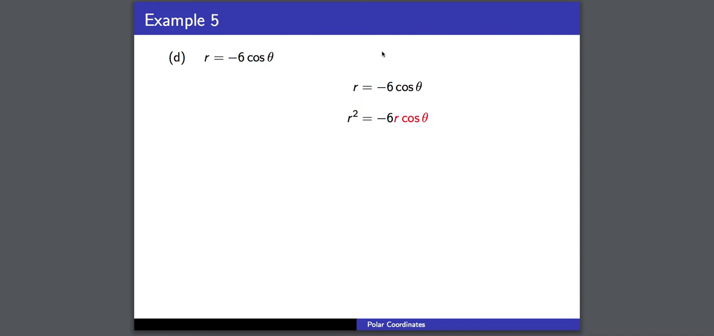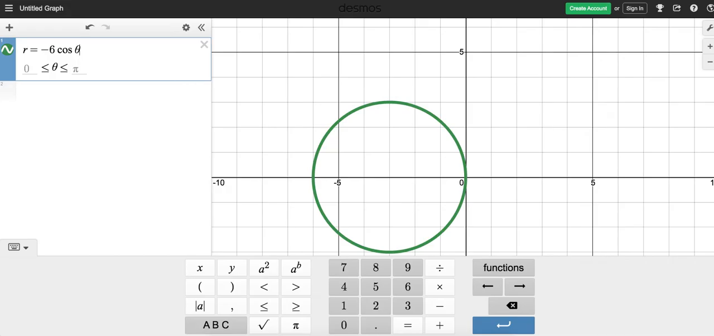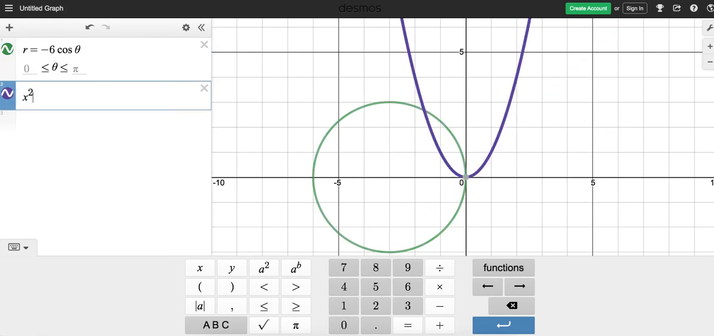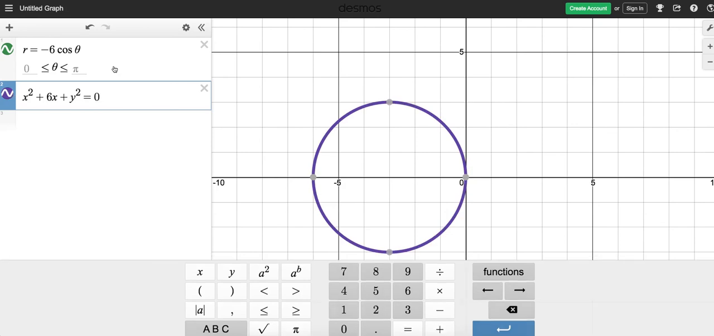So if we multiply both sides by r, we'll get r squared equals -6r cosine theta. r squared, again, is x squared plus y squared, and r cosine theta is x. So we have x squared plus y squared equals -6x. And if we add 6x to both sides, we get x squared plus 6x plus y squared equals 0. And again, if we want to check to make sure that's right, we can type in x squared plus 6x plus y squared equals 0, and it does match up perfectly with the graph we started with.